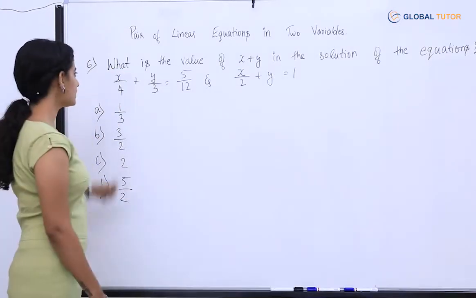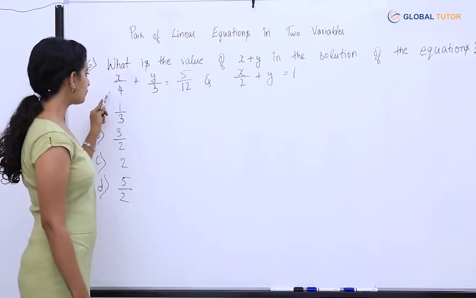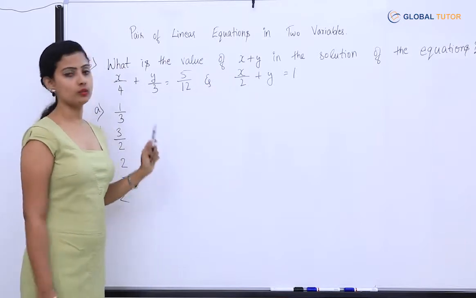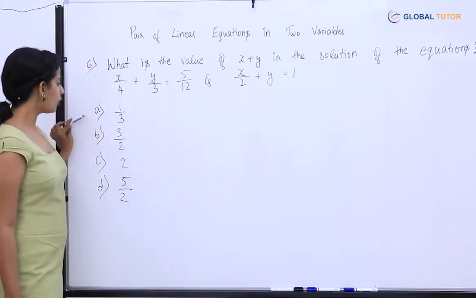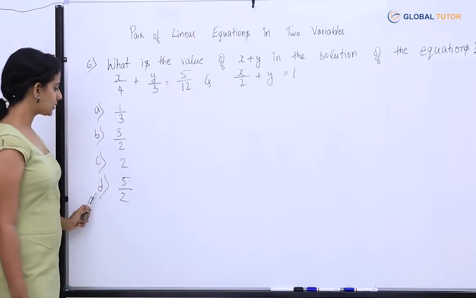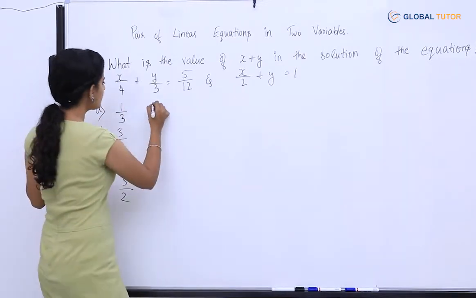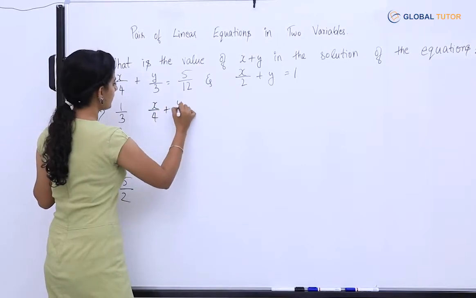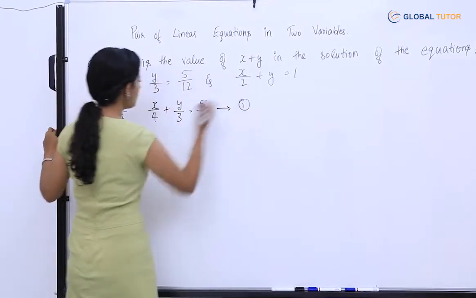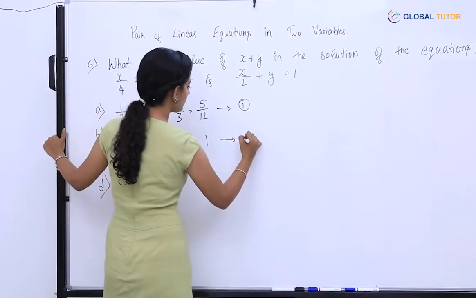So the next question is, what is the value of x plus y in the solution of the equations x by 4 plus y by 3 is equal to 5 by 12 and x by 2 plus y is equal to 1? I got 4 options here. Option A 1 by 3, option B 3 by 2, option C 2, option D 5 by 2. We have two equations in the question. One is x by 4 plus y by 3 is equal to 5 by 12. Let's call this equation 1. And x by 2 plus y is equal to 1. Let's call this equation 2.